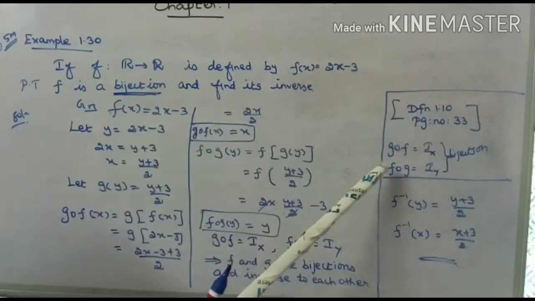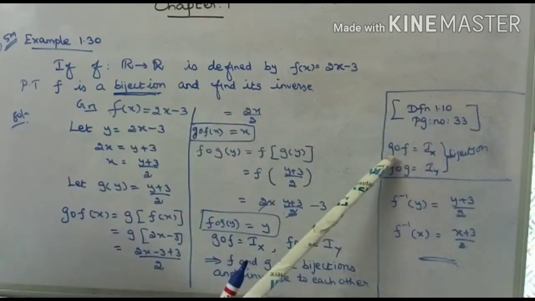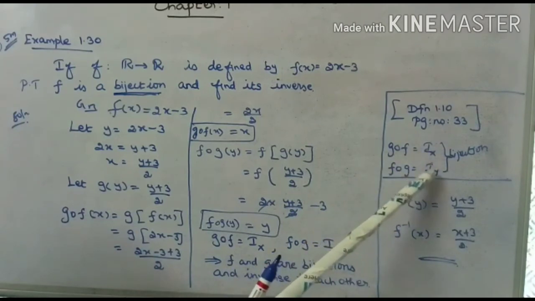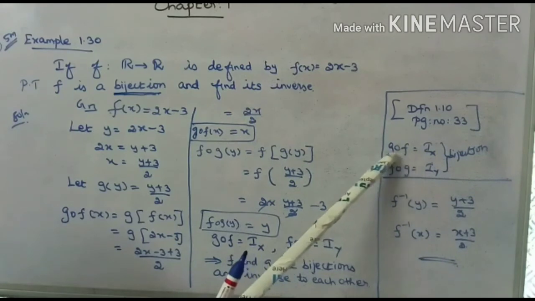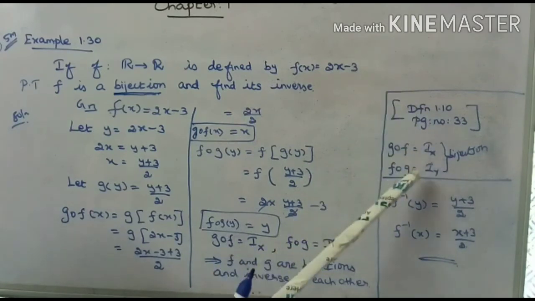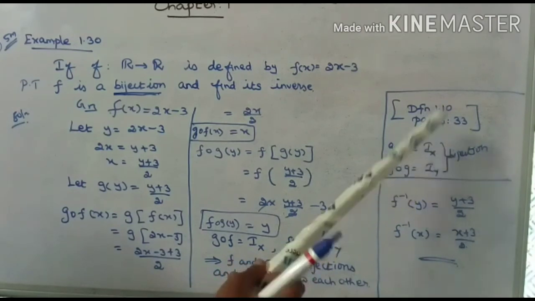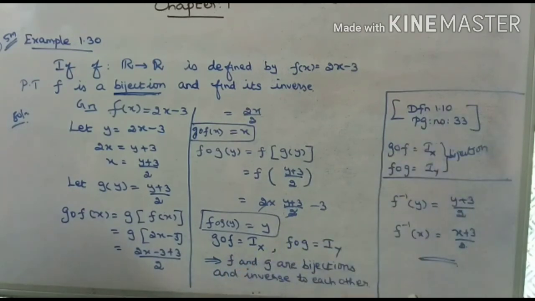Bijection is, we just find out f composite g is equal to ix and g composite f is equal to iy. This means f composite g of x equal to x and g composite f of y is equal to y. We calculate these two values. If the two answers are equal, that is bijection. If bijection is satisfied, then the inverse also exists. So very easy, right? In one line we get the answer.